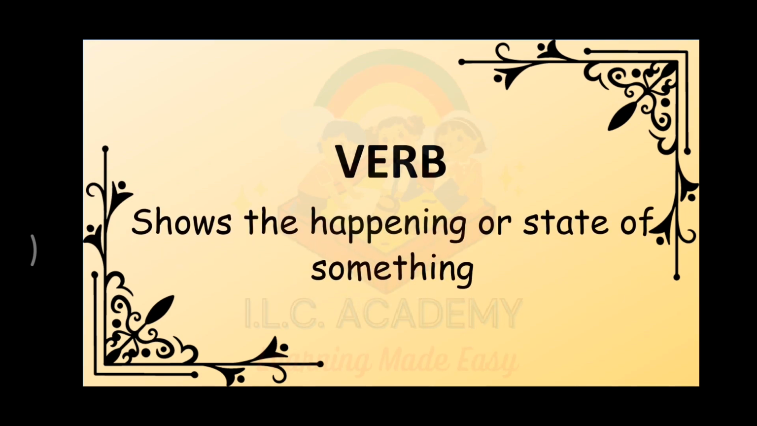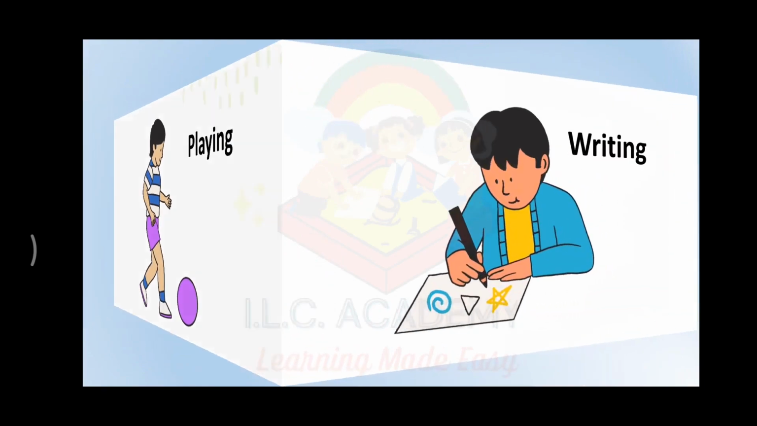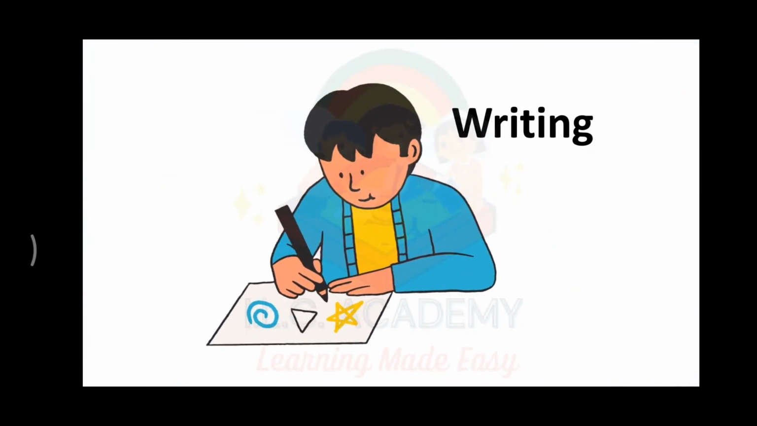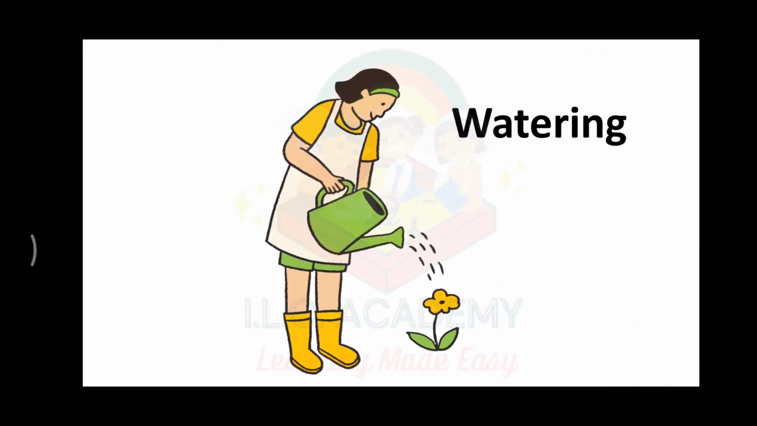Verb. A verb is a word that shows the happening or state of something. For example, playing. When you're playing football, playing is a verb because it's an action. Next we have writing. Writing is an action, that's why it's a verb. Then we have watering. Watering your plants is an action, that's why it's a verb again.